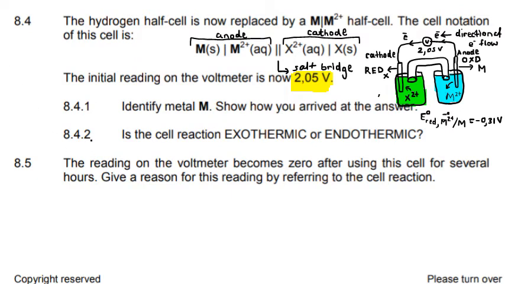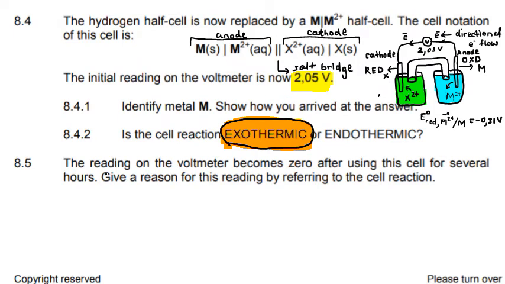Question 8.4.2 is asking, is the cell reaction exothermic or endothermic? Guys, this is just application of theory. You should have known, or you should find somewhere in your notes, that a galvanic cell is always an exothermic reaction. So the answer to this, I'm not even going to write it down, I'll just circle it over here. It's exothermic. And if you want a reason for it, because this is a galvanic cell, the cell reaction is exothermic.